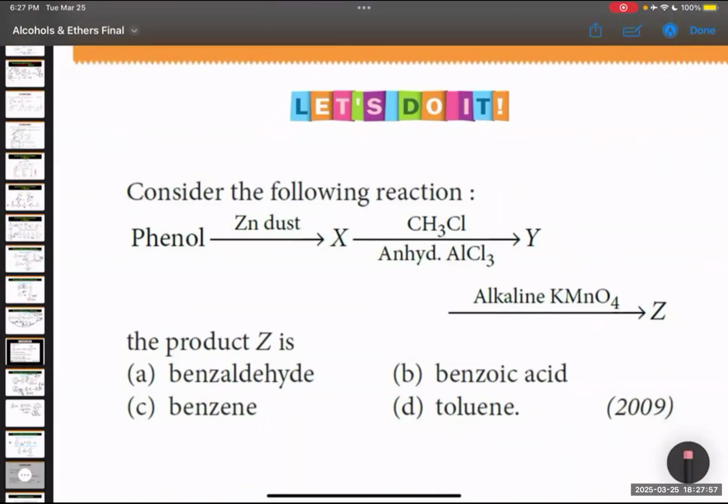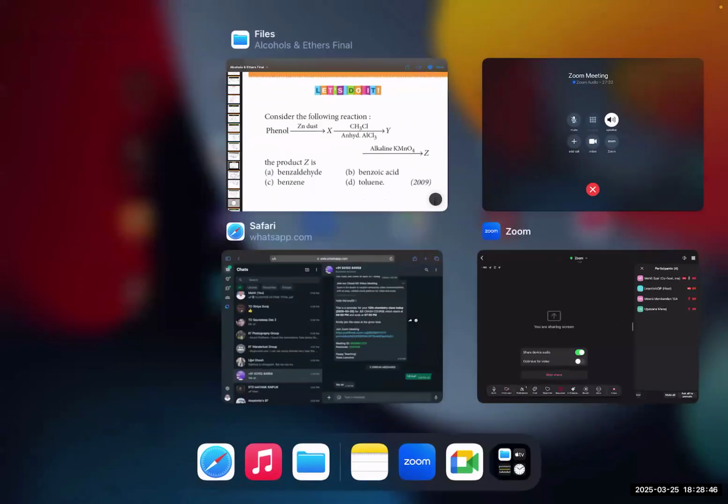So let's do this. And tell me what is going to be the answer. Screen got unshared. Just a second.